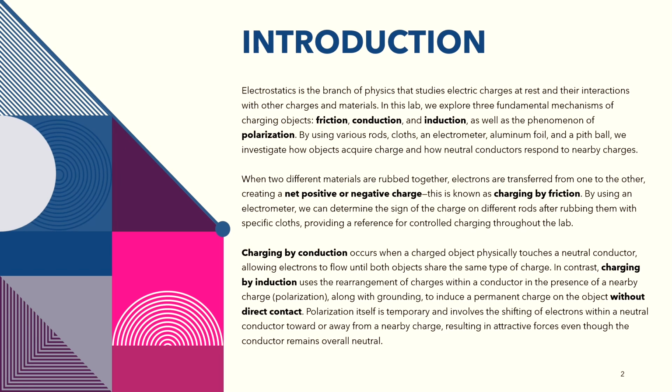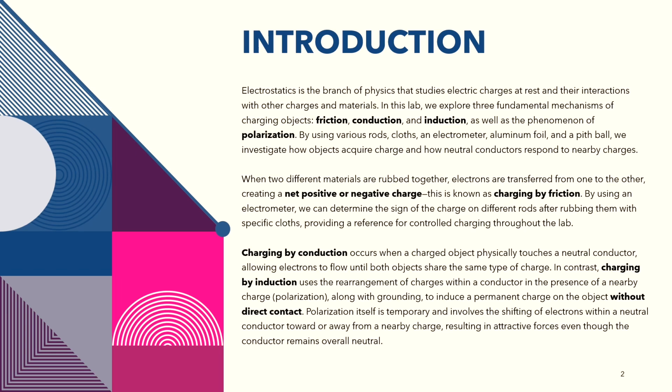When two different materials are rubbed together, electrons are transferred from one to another, creating a net positive or negative charge. This is known as charging by friction. By using an electrometer, we can determine the sign of the charge on different rods after rubbing them with specific cloths, providing reference for controlled charging throughout the lab.